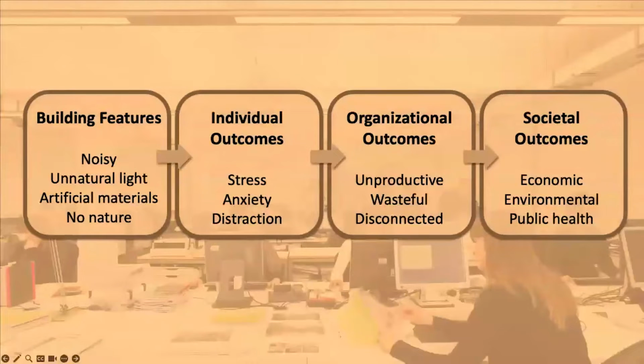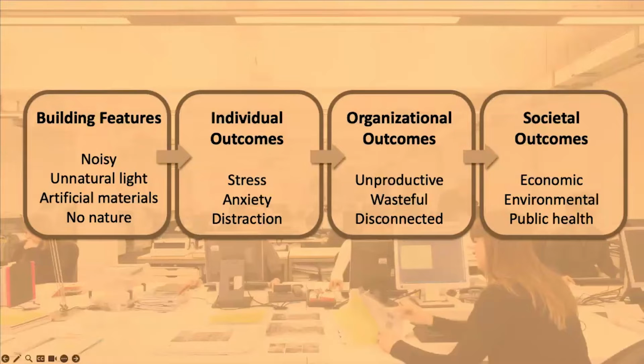We based our initial ideas on a model that illustrates how building features, individual outcomes, organizational outcomes, and societal outcomes are linked. In fact, this slide was from our initial pitch that we did in an internal Stanford competition to gain research funding for this project. I've annotated it, as you'll see, with these levels of user, community, and society that were not on that slide, but this was how we were thinking about it.